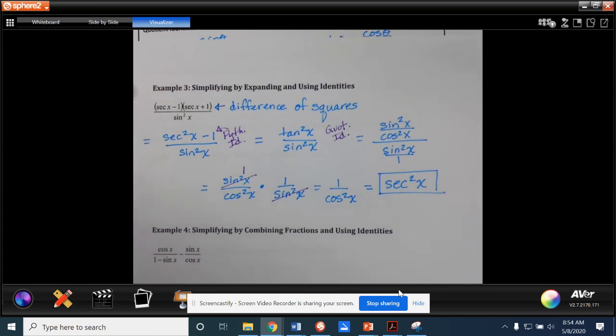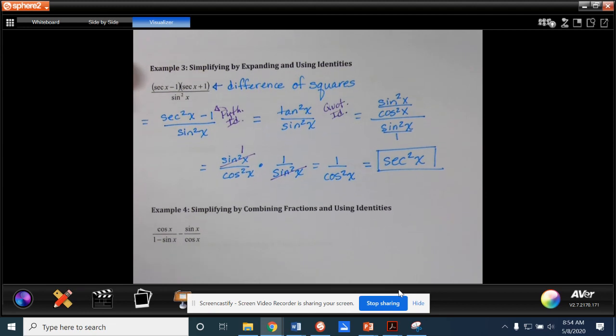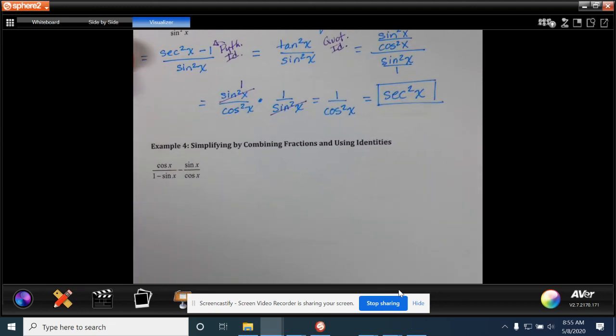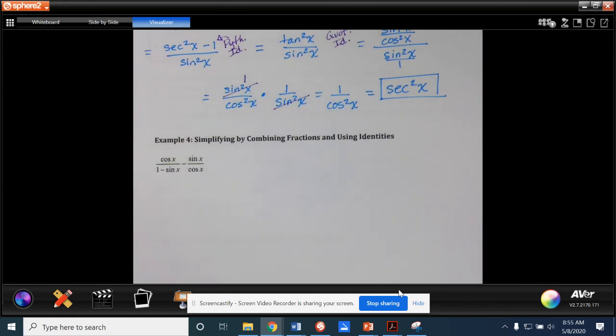All right, let's do another. Simplifying by combining fractions and using identities. Again, it's just making sure that I can deal in fractions. So think about that as 1 over 2, so 1/2 minus 1/3. I have to get a common denominator before I can subtract fractions. And if it's 1/2 and 1/3, my common denominator would be 6.